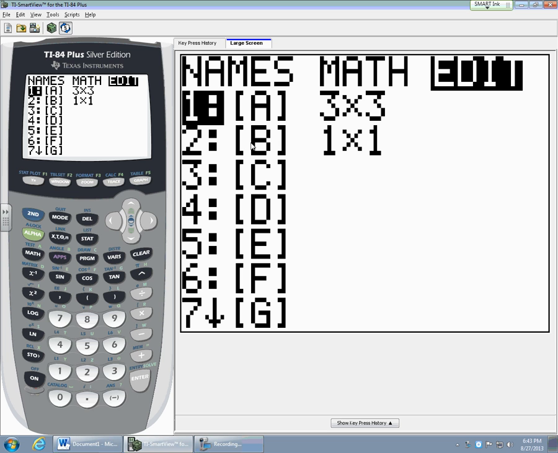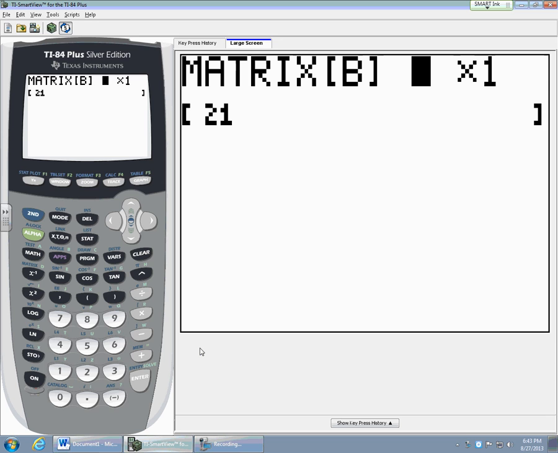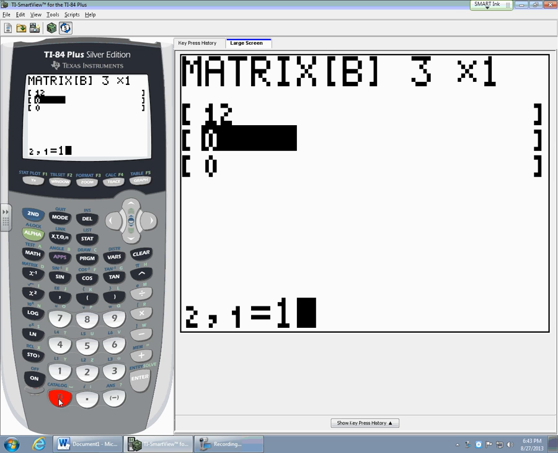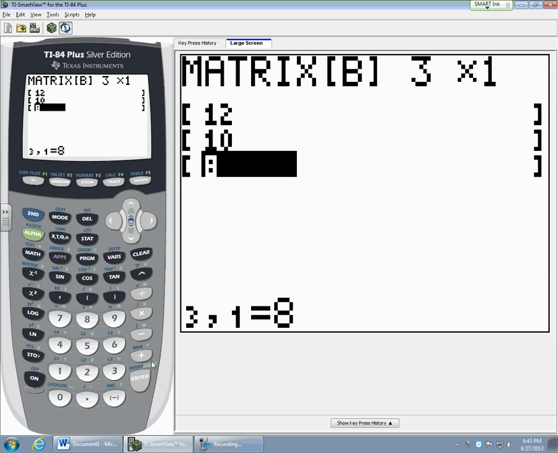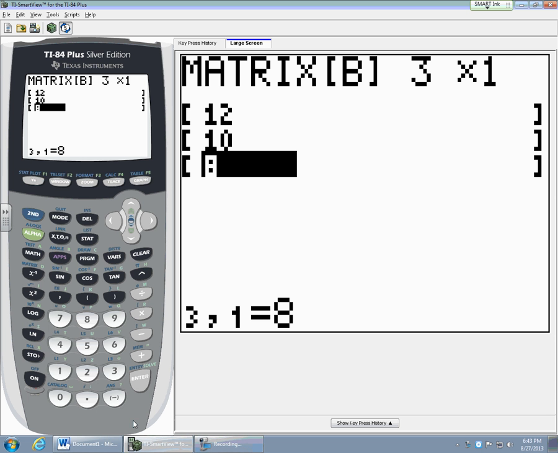Now let's go to matrix again, second matrix, and we're going to edit again, but we're going to edit matrix B. Looking at the problem here, I said we wanted to make a 3 by 1 matrix of 12, 10, and 8. So we need to press 3, enter, by 1, a 3 by 1 matrix. Press enter to get down here. We said we wanted 12, 10, and 8. And those will be the three values the equations are equal to. So press enter. Now let's quit again.